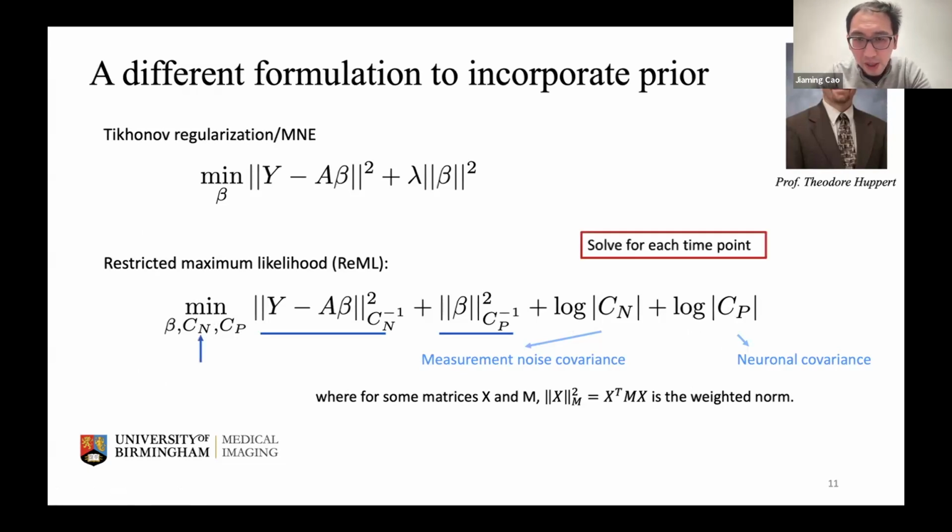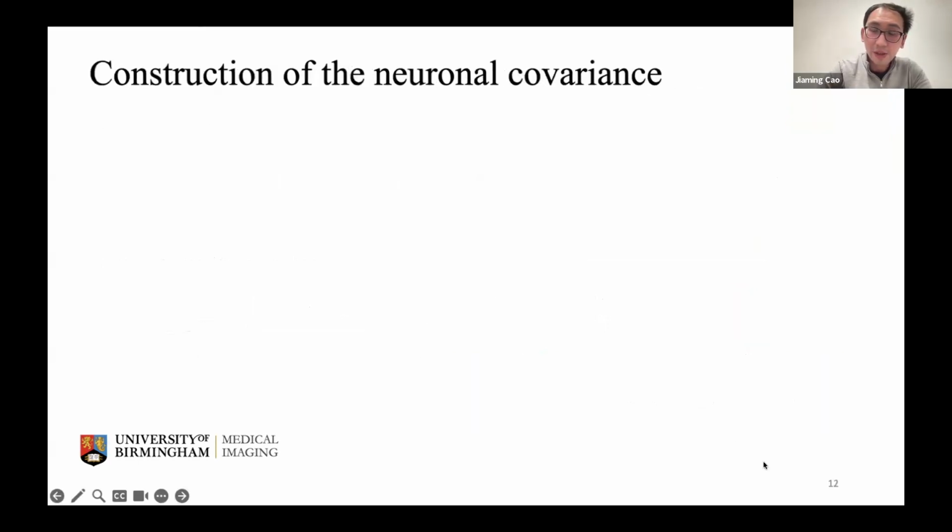Of course, this is for each time step. If we do this for the entirety of the time trace, we'll have a temporal reconstruction of the brain activities. And really, the most important is the CP matrix, which is the covariance matrix of the neurons. This is where the DOT prior enters the EEG reconstruction. So let's have a closer look at it.